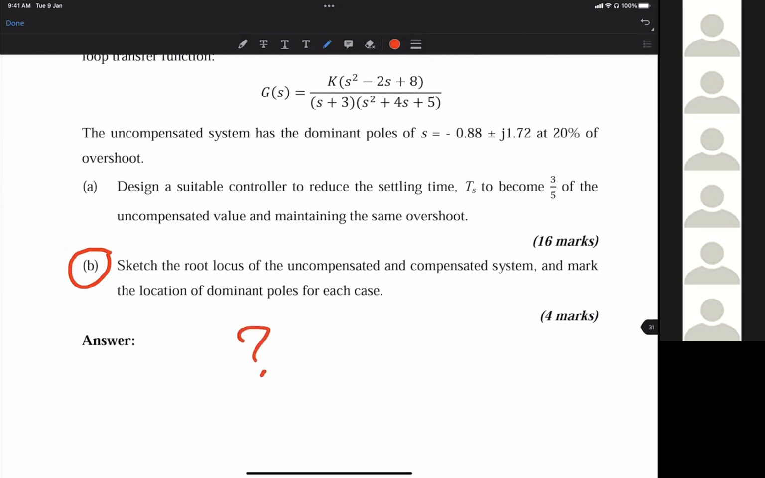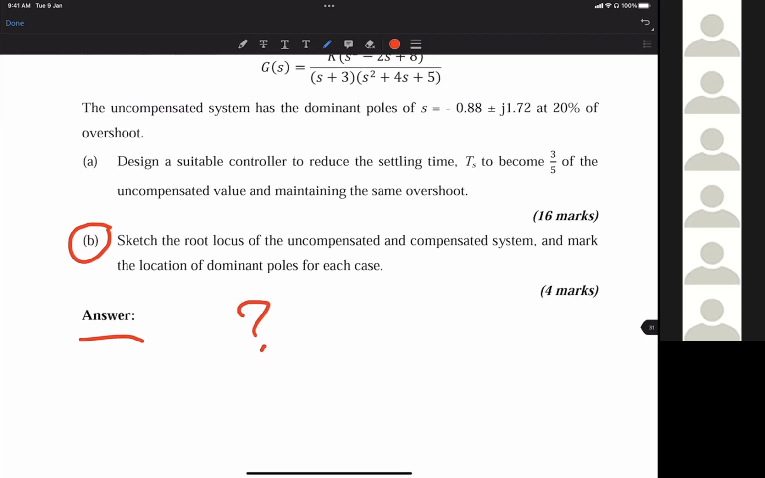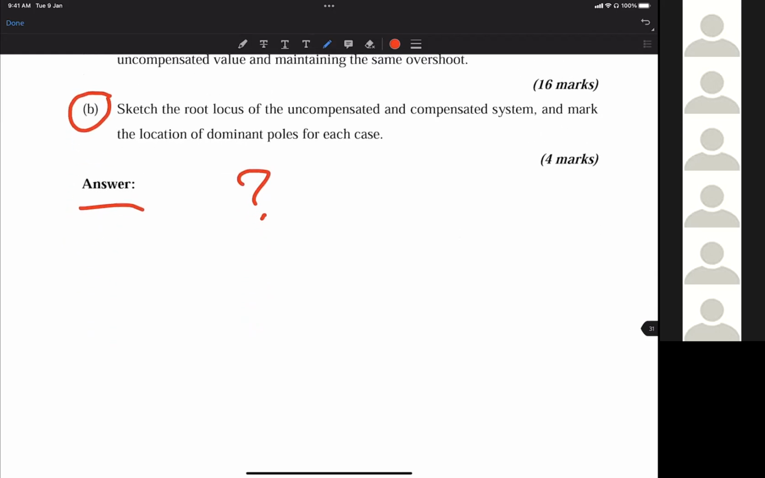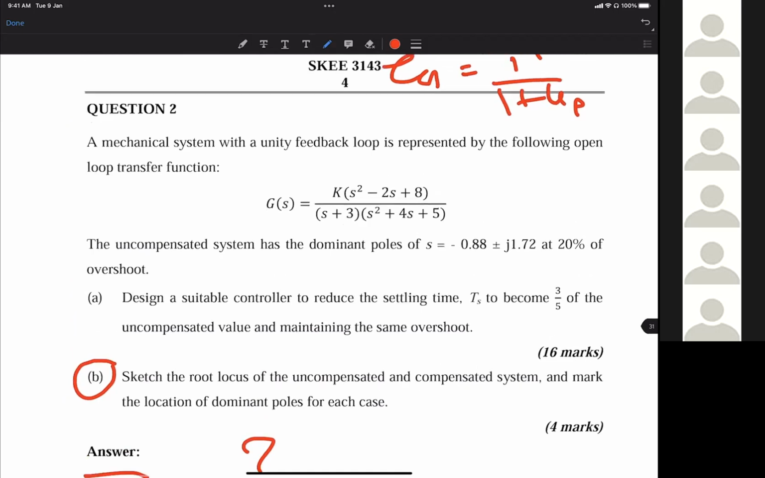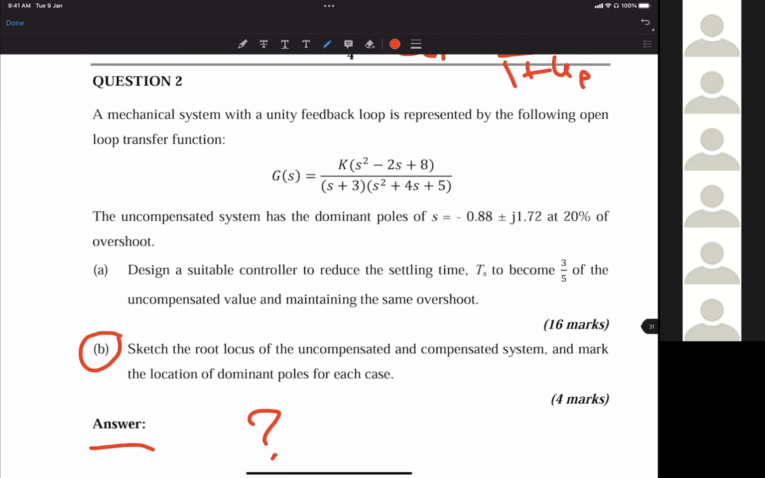Continue. I'm not quite sure, doctor. I don't want to say something wrong. No answer, so I have to discuss the answer. The root locus plot is not given. So how to do it?